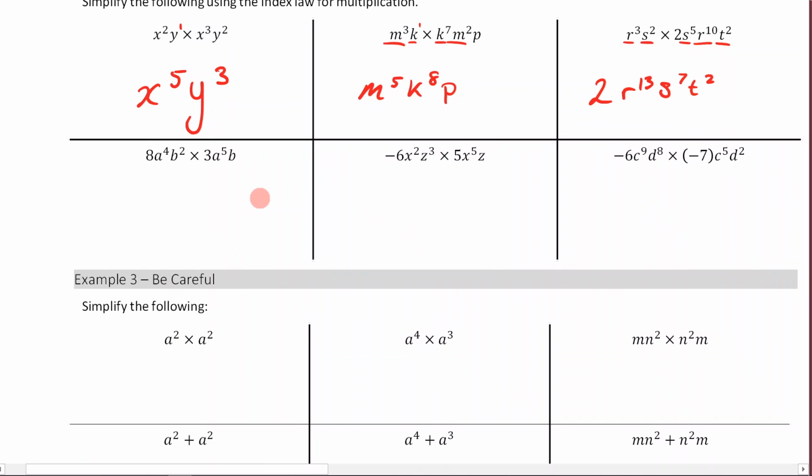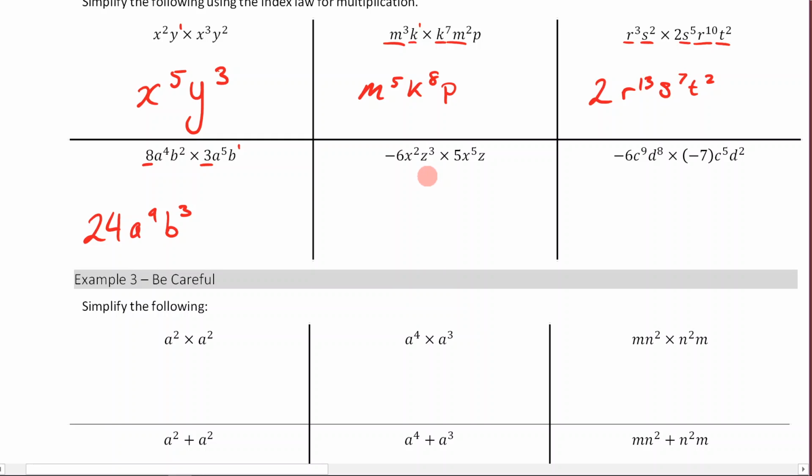Let's come here now. As you can see, I have a number here and a number here, and I'm just going to multiply those together. 8 times 3 is 24. Then a to the 4, a to the 5, that's going to be a to the 9. Then I'm going to have b to the, invisible 1 there, so it's going to be 3.